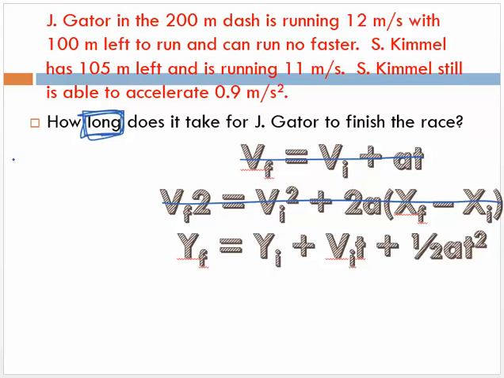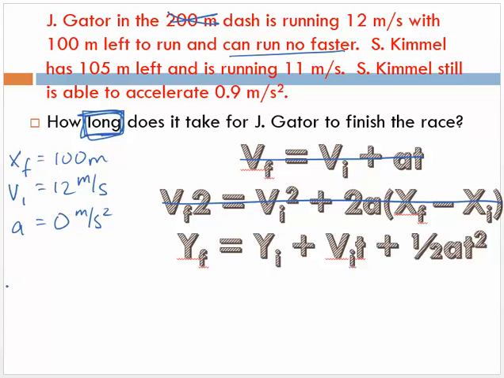All right, so I can say that XF, in this case, he still has 100 meters left. So we're going to say he's going to run 100 meters. We'll really never use this 200 meters, just that he's running a 200 meter dash. His initial speed is 12 meters per second. His acceleration is going to be 0 meters per second squared because he can run no faster.